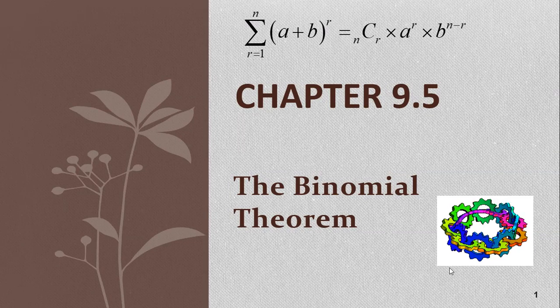We're going to look at chapter 9.5. We're going to skip 9.4 and move on to 9.5, the binomial theorem. We're going to take this in two sections because I don't want to give you any homework over the break, so we'll just get halfway through the lesson and then we'll stop for the day.